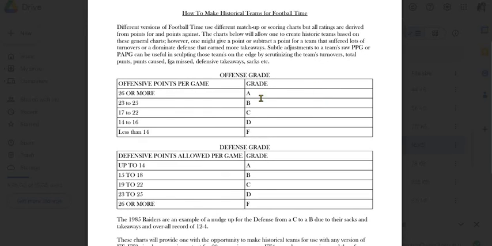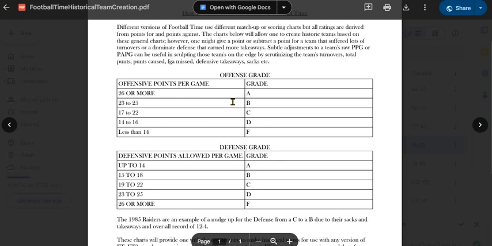And so, for instance, a team might be hovering at like 21.4, right? 21.5. However, they are 12-4. I might nudge them up to a B, right? Give them the benefit of the doubt. Nudge them up to a B offense.